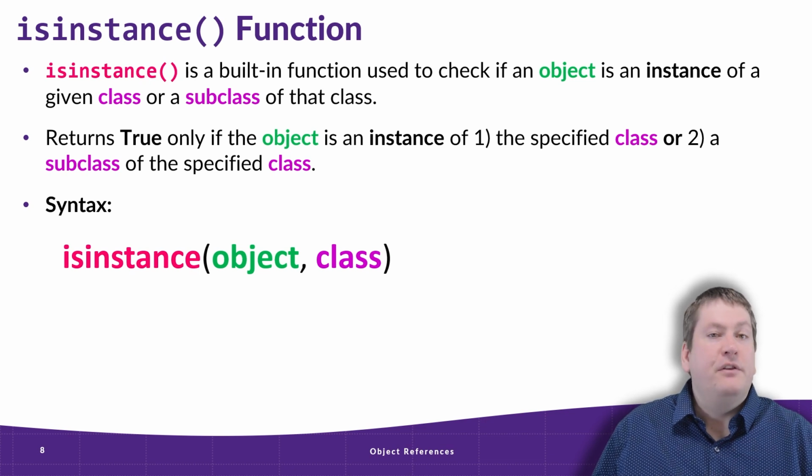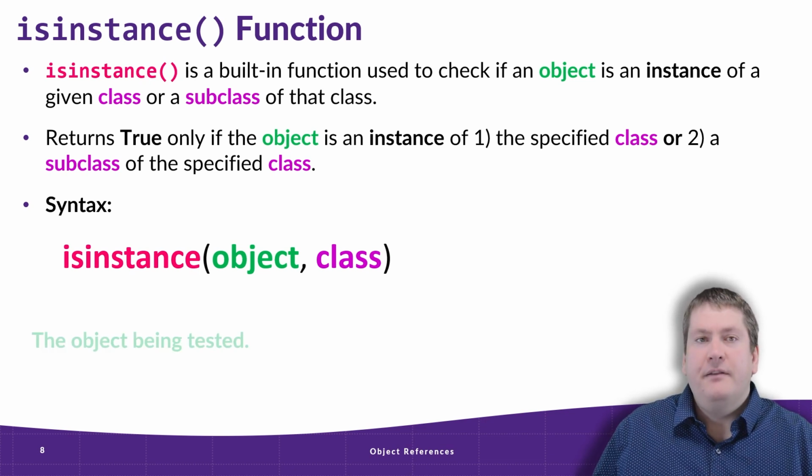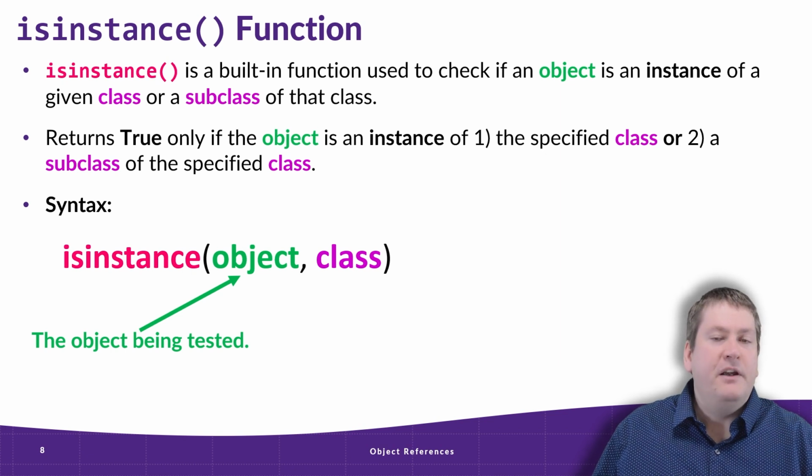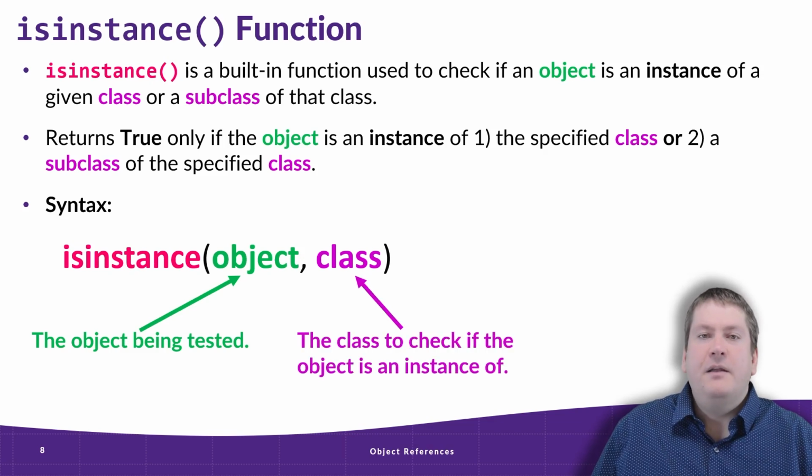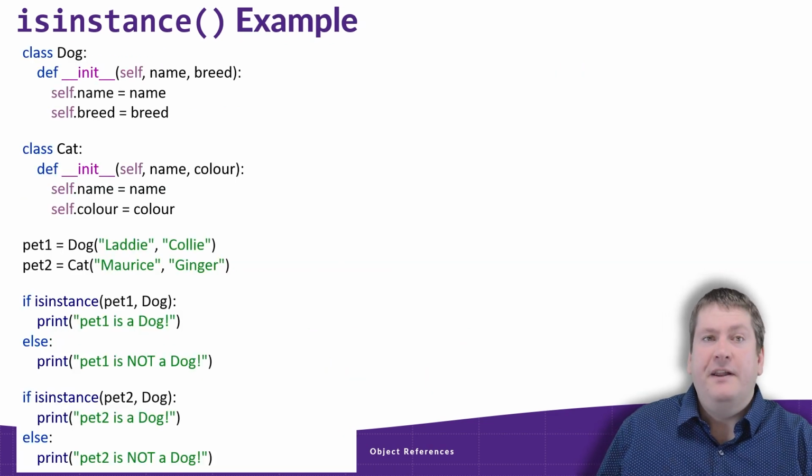And we call this with two values, or two arguments. The first is the object being tested. This would be a variable that references an object in the computer's memory, and that we want to figure out if it's an instance of a particular class. The second argument is going to be the class to check if this object is an instance of. Let's try this out in an example.